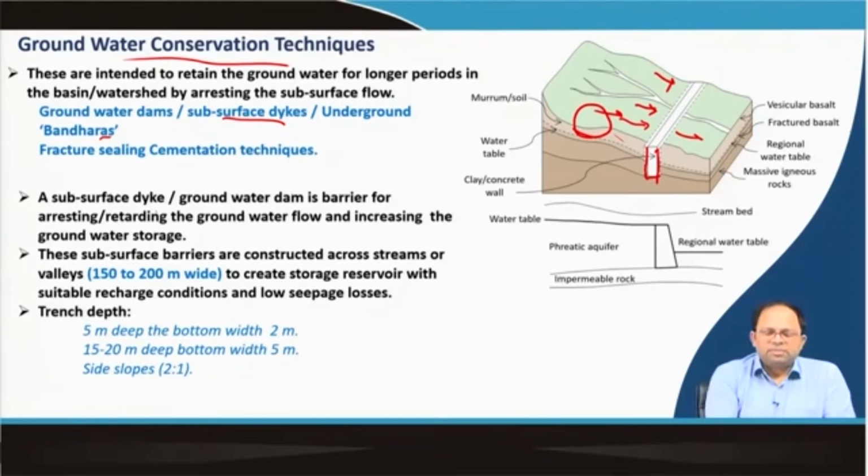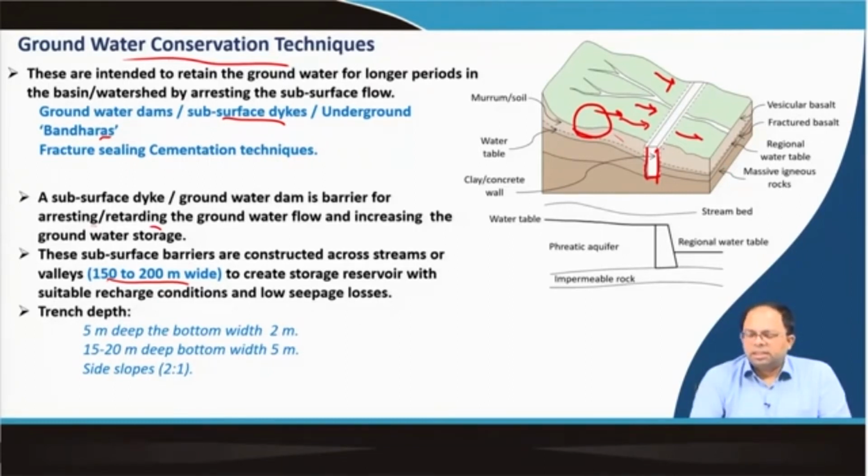This subsurface dike or groundwater dam acts as a barrier and arrests or retards the groundwater flow, and that helps in increasing the groundwater storage in this area. It could be constructed particularly across streams or valleys of 150 to 200 meters wide, to create a storage reservoir with suitable recharge conditions and low seepage losses.